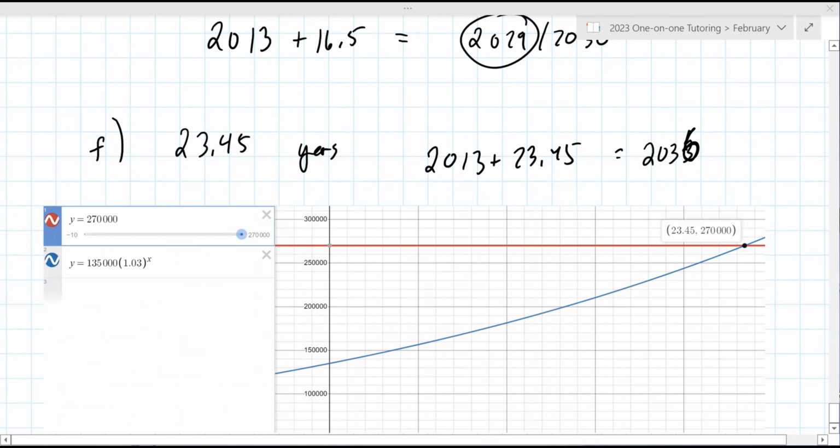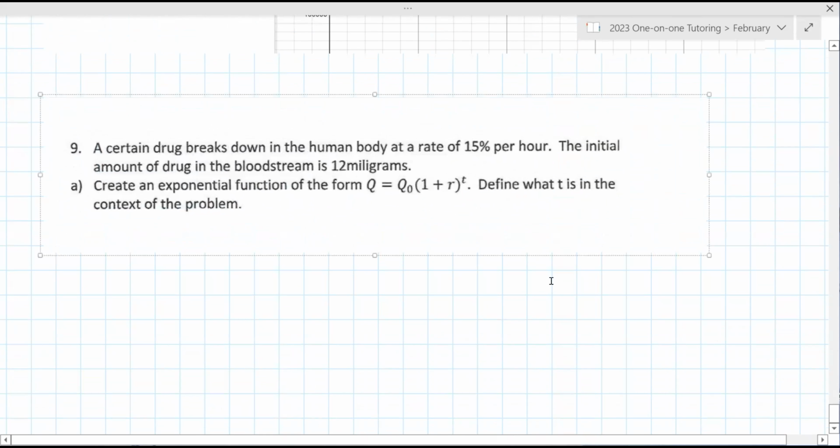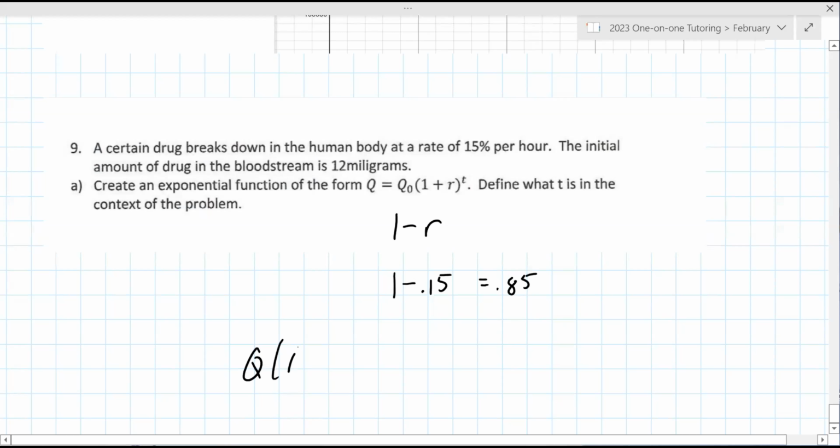So, 9A, this one's a decay function. We're going to do 1 minus R in this one. So again, kind of deceptive there. It's 1 minus R, 1 minus 0.15, which is 0.85. So your Q as a function of time is however much it started with, 12, times 0.85 to the power of T. T is in hours.